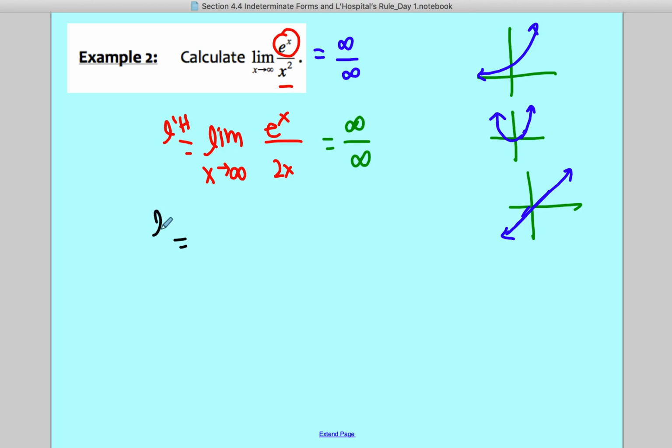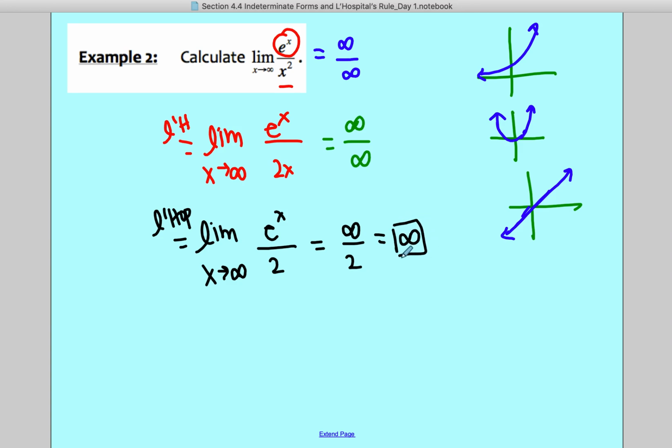So we got LH, little L'Hop. We're going to hop. We got our limit as x goes to infinity. The derivative of our top is e to the x. The derivative of our bottom is 2. And now when I go ahead and plug it in, I'd have infinity divided by 2. If you take an extremely large number and divide it by 2, it's still going to be an extremely large number. So that would be an answer of infinity. All right, there is example 2.